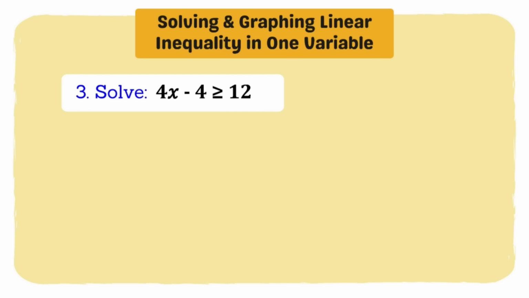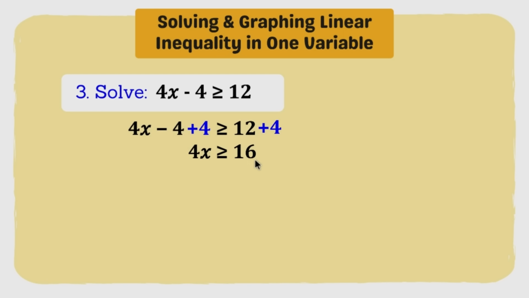Okay, example number 3, we have here 4x minus 4 is greater than or equal to 12. So this time, meron na po tayong greater than or equal sign. Okay? So let's first solve for the value of our x. Ang gagawin natin para matanggal si -4, we will add 4. The additive inverse. Now, -4 plus 4 is 0. On the other side, 12 plus 4 will be 16.